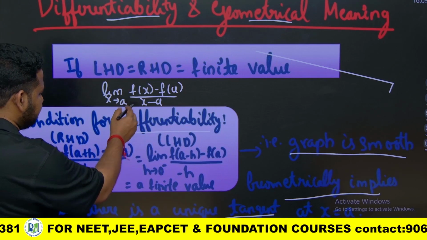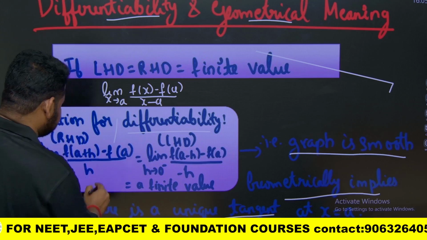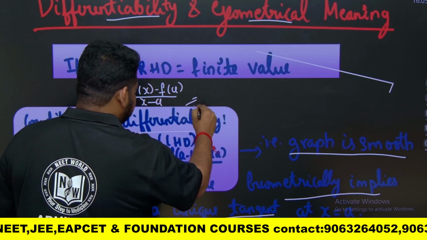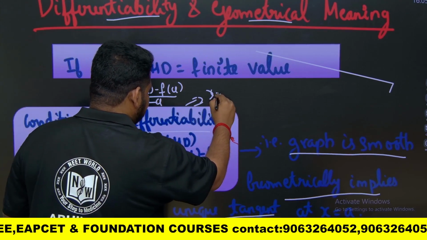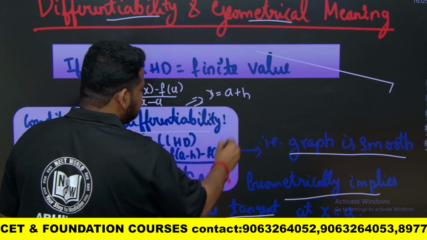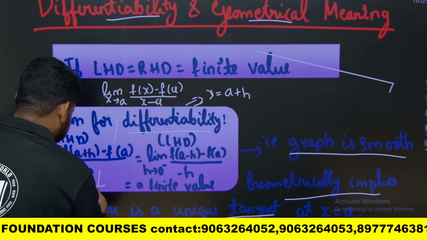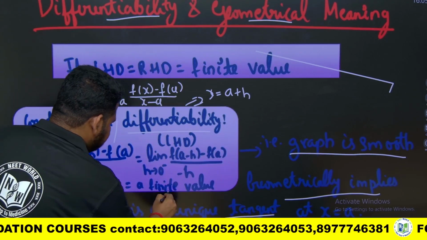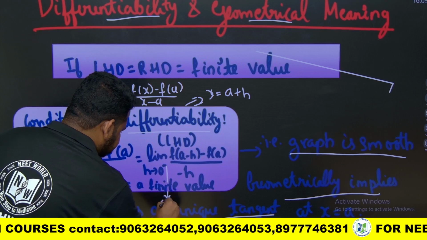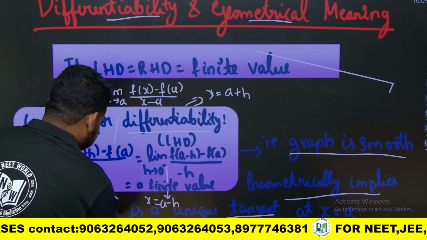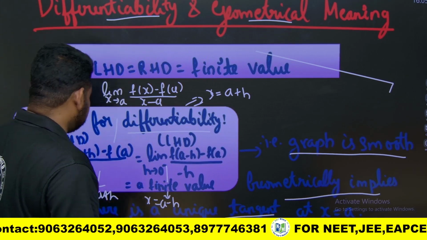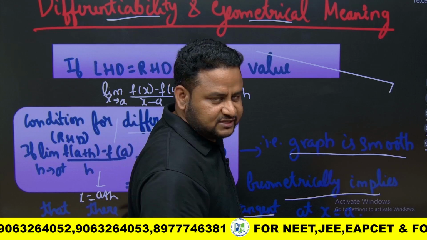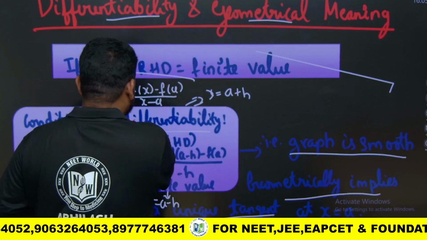So here what do we do? Instead of h, to get this, instead of x we put a plus h. For this one we put a minus h. Instead of x we put a minus h, here we put x equal to a plus h. That is all we do. That is how we get this. This is nothing but equal to what is given, simple.